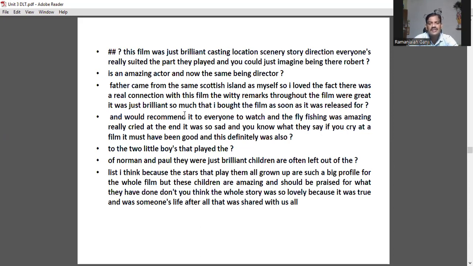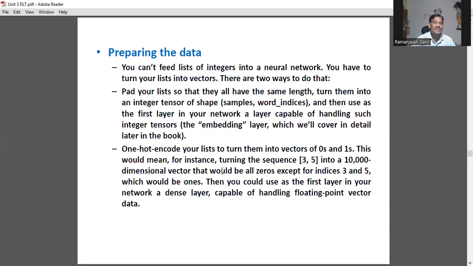was just brilliant, casting, location, scenery, story, direction. Everyone's really suited the part they played. And you could just imagine being there. Robert is an amazing actor, and now the same being director. So people used to say that the photography is extraordinary, the chemistry between the hero and heroine is excellent, sentiment is good, music is outstanding, and acting is extraordinary, something like this. Whatever words we have, all those words are going to be converted into equivalent integers.